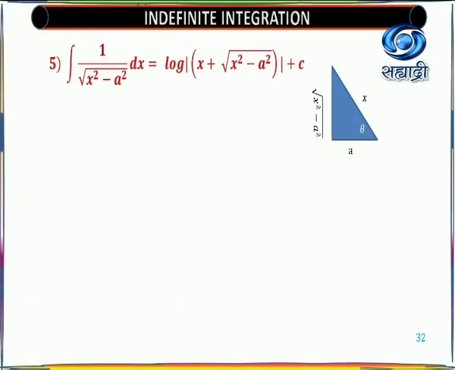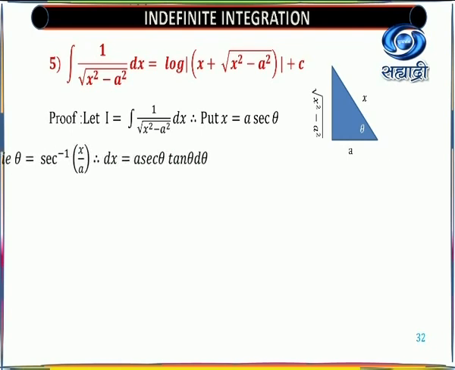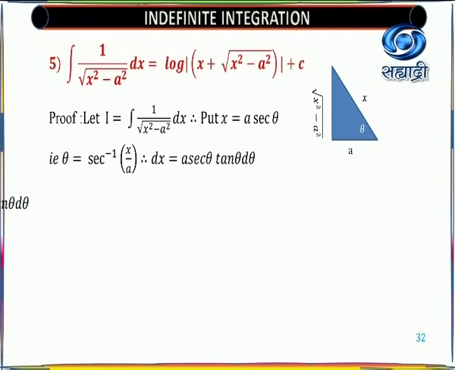In the last lecture, we saw this identity: integral 1 upon root of x square minus a square dx equal to log of mod x plus root of x square minus a square plus constant of integration. That we solved by our method of substitution, that is, x equal to a sec theta. As usual, your procedure says that you will get theta as sec inverse x upon a, and dx value a sec theta tan theta d theta.